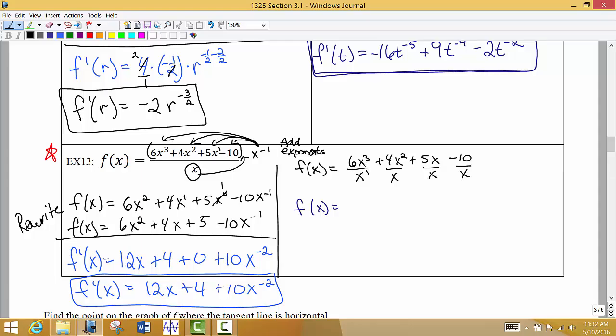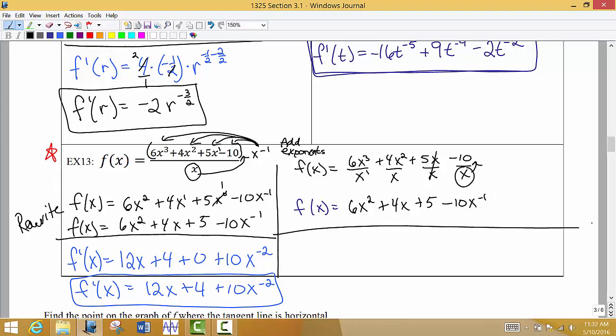So we have 6x cubed divided by x. We'll subtract the exponents. We end up with 6x squared. Here we end up with 4x. The x's cancel here. I'm left with plus 5. And then nothing cancels in the last fraction, but I do need to bring that up to the top. So we get negative 10 x to the negative 1 power. So if you want to, you can rewrite it in this way.